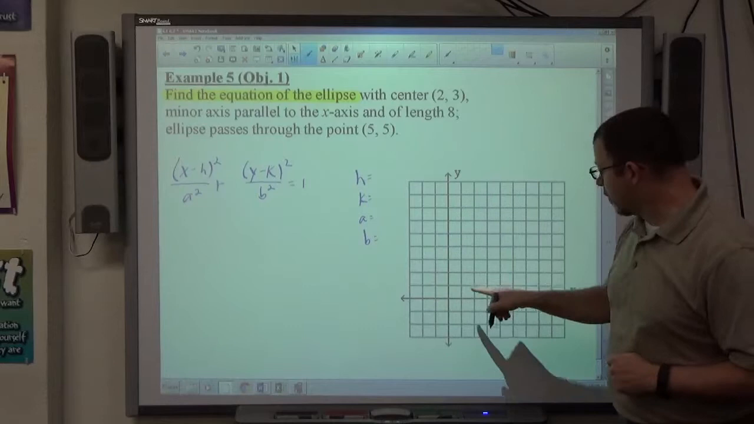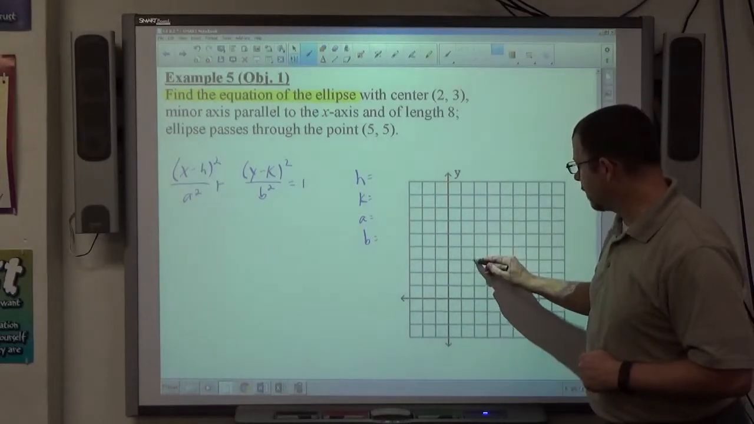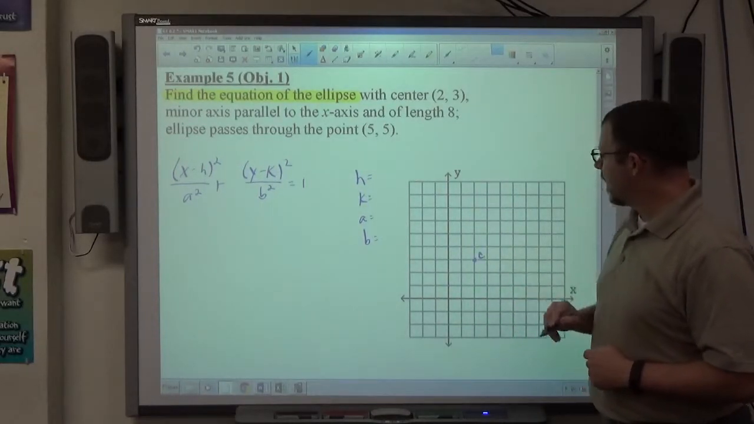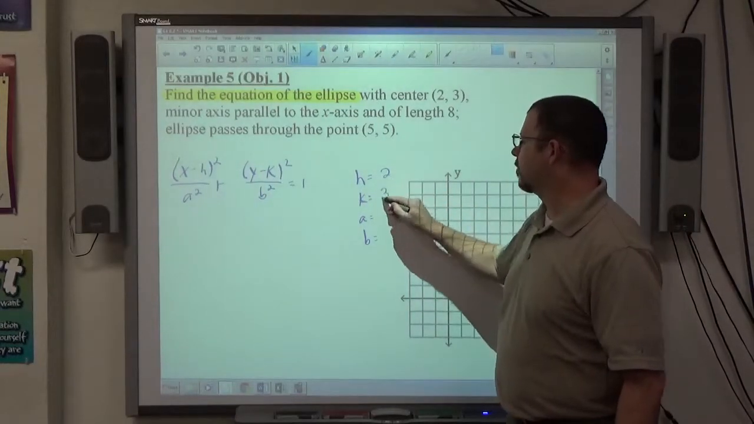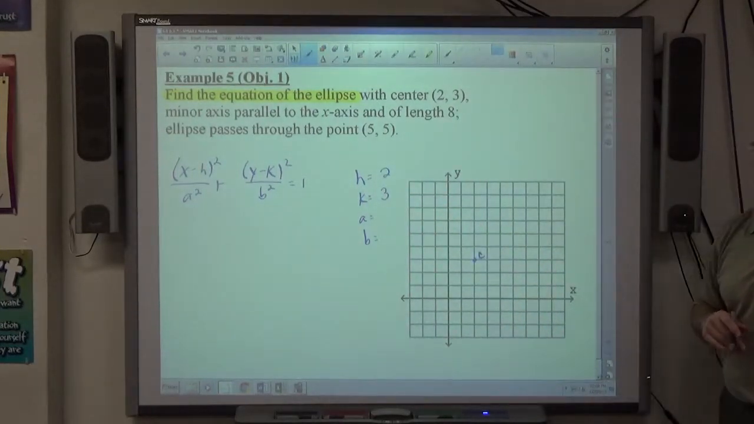Center of the ellipse is (2, 3), so 1, 2, 1, 2, 3 is the center. That immediately tells me h equals 2 and k equals 3. So anytime they give you the center, that's extra good because they've given us half the answer already.